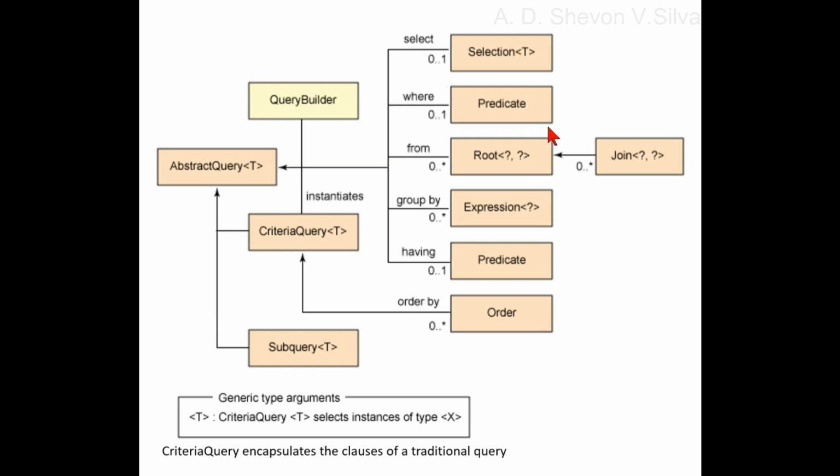Path, which denotes the persistent attribute navigated from the root. Root<T> is a special Path<T> with no parent.